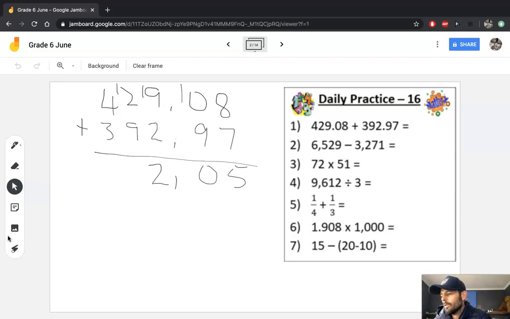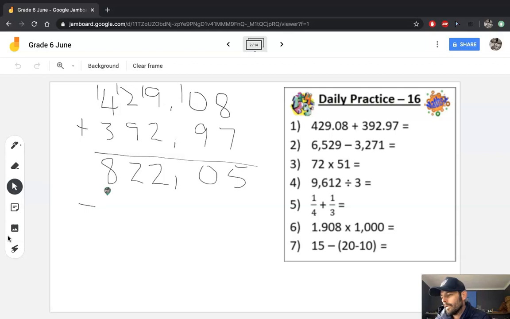So that's going to be 9 and 2 is 11 plus 1 is 12. So that's going to be 822,05. Remember, we can take that answer of 822,05 and subtract either 429,08, that should give us 392,97, or we can subtract 392,97 and that should leave us with 429,08. So that's going to be our checking strategy.